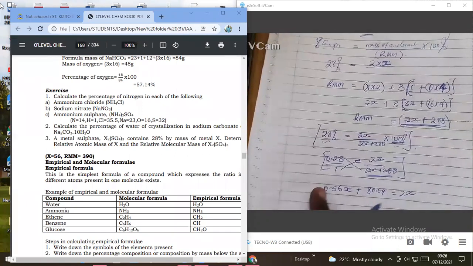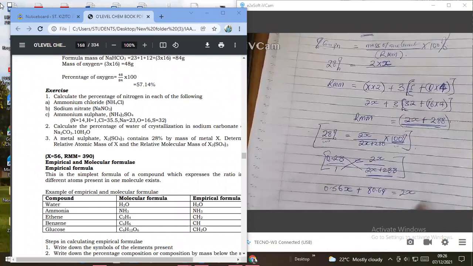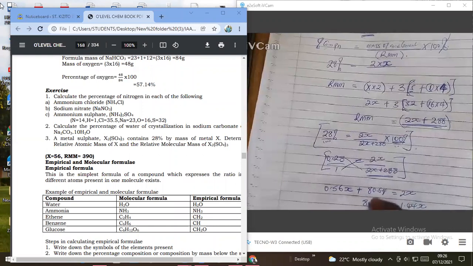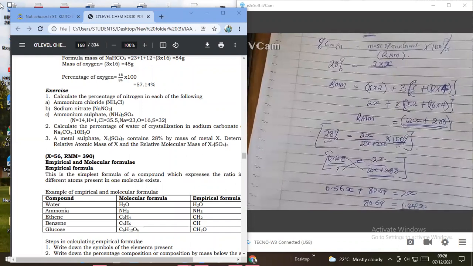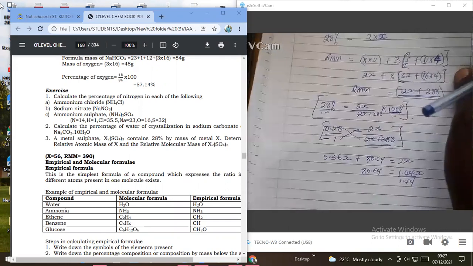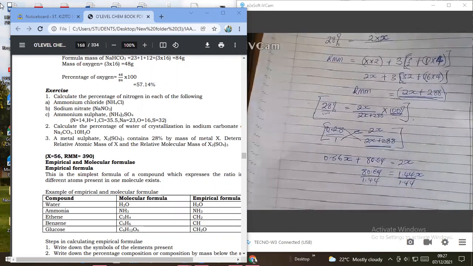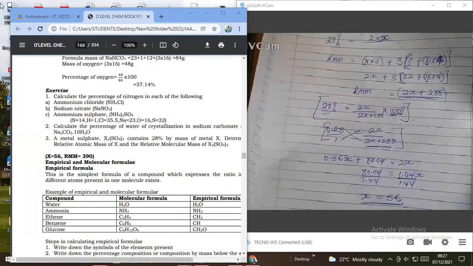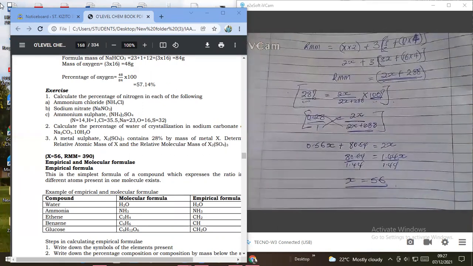Bring the x's together. Since this one is more than this, we take this one to the other side. That means we subtract 2 minus 0.56, where we get 1.44x is equal to 80.64. Divide by 1.44. We get 80.64 divided by 1.44. Therefore, x is 56.